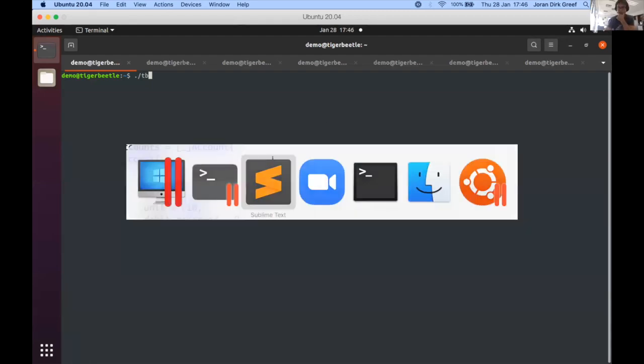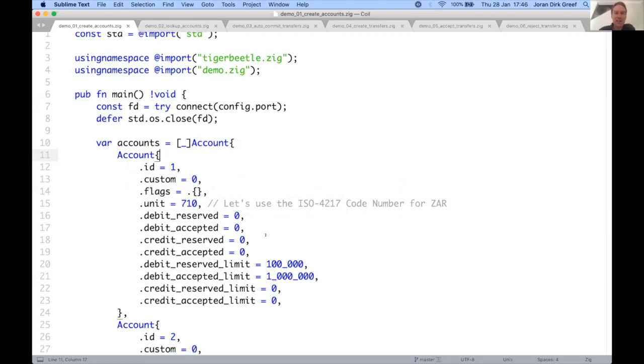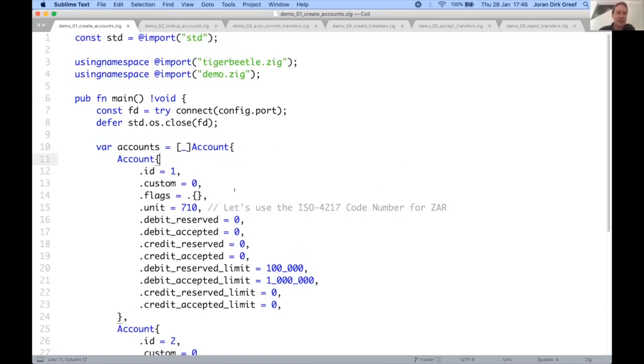Okay. Good. So this is Zig. This is one of the reasons we didn't use C, because this just reads like TypeScript. It's more accessible to developers. This is a little demo that I've written for you. I've written 6 demos. We've got to import the TigerBeetle library, our demo client. We're going to make a network connection to TigerBeetle. At the end of the demo, we'll close the network connection, TCP.